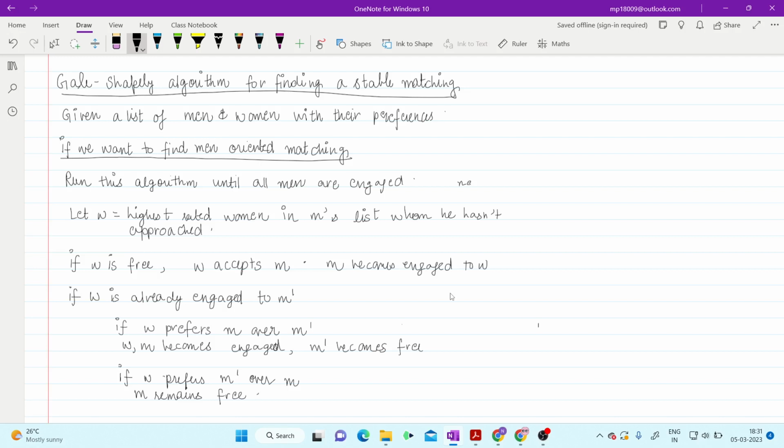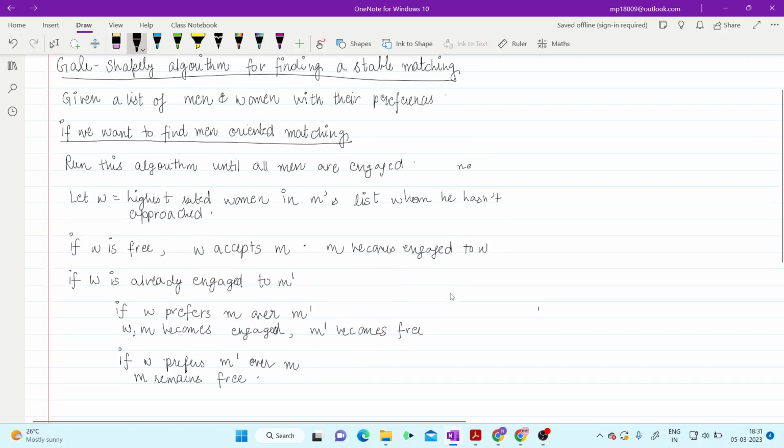We have this data and we want to construct a stable matching. This algorithm will keep on running until all men are engaged. Initially all men and all women are free, and the algorithm keeps going until all men have been matched with some woman. First step: we start with M1 and look at his highest preference. Now we can have two cases.